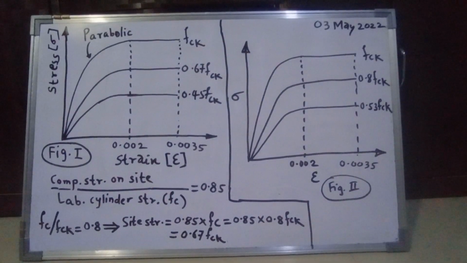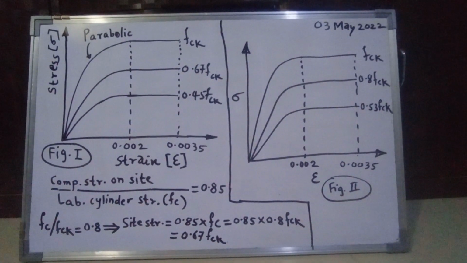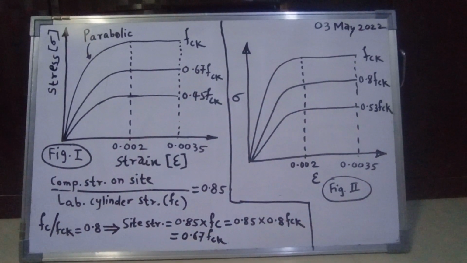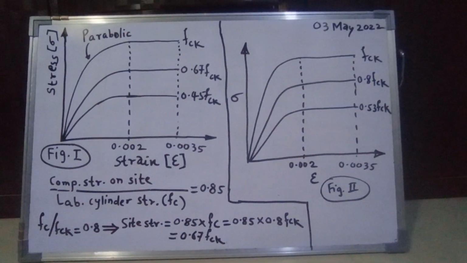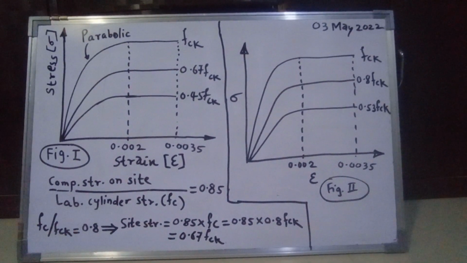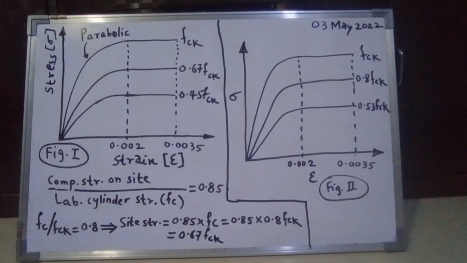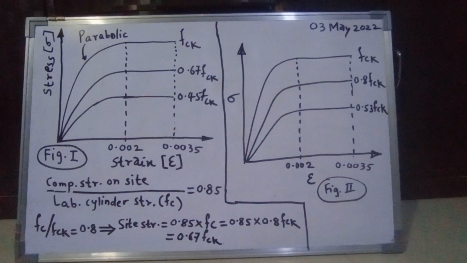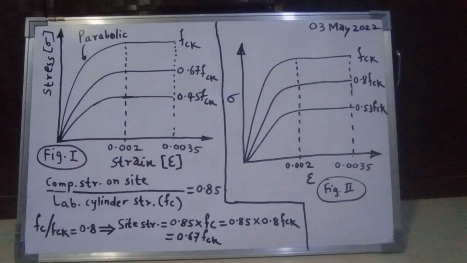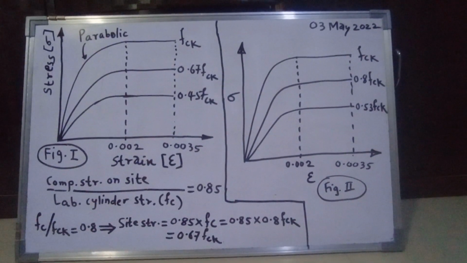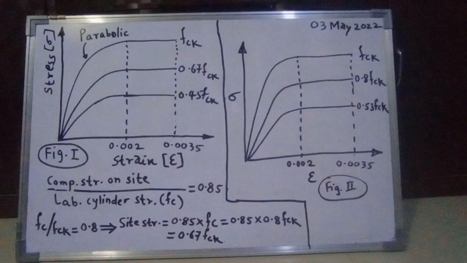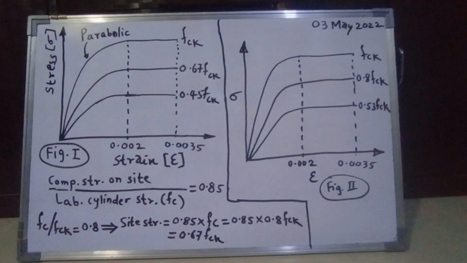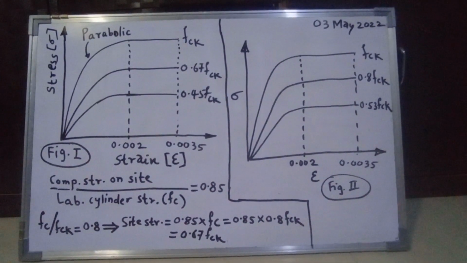This is because in the lab the size of the cylinder is less, whereas on the site the sizes of beams, columns, slabs and various RCC elements are large. Therefore there is a size effect. Moreover, the quality control on the site is not as good as that in the lab. Again, the compaction in the lab is somewhat vigorous because of the small size of the cylinder as compared to the compaction on the site, and therefore the available literature says to go for a 15% reduction and take the ratio of compressive strength of concrete on site to the lab cylinder strength FC as 0.85 times.